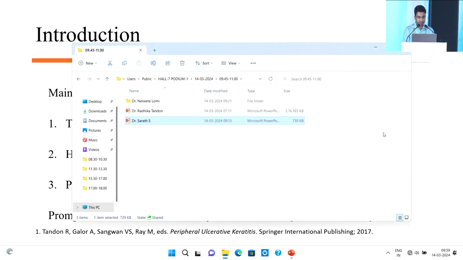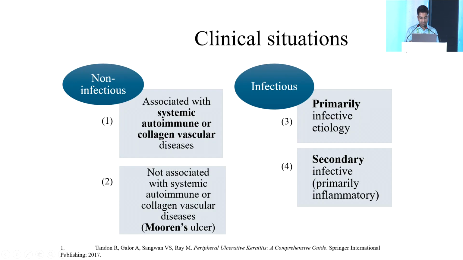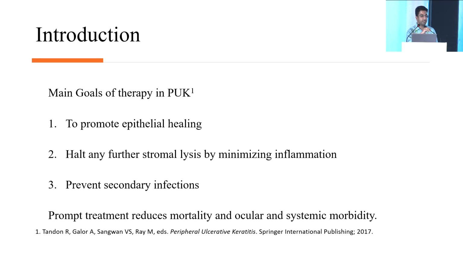So before going into the newer modalities and the paradigm shifts, I'd like to talk about the classical treatment, medical therapy. So classical therapy and the goals of treatment. The main goals of treatment would be to promote the epithelial healing and halt further progression of the stromal lysis, which is being caused by the inflammation, as well as prevent secondary infections. And prompt treatment reduces mortality as well as the ocular morbidity associated with PUKs.